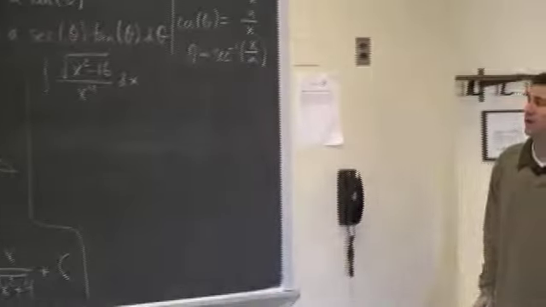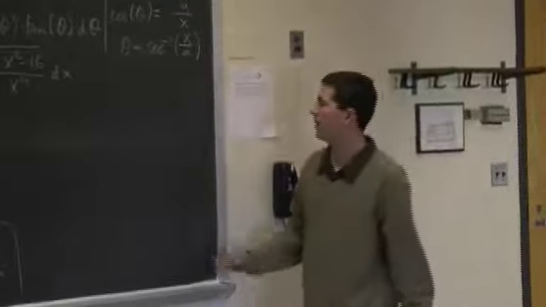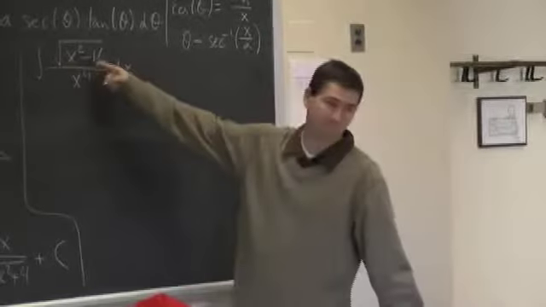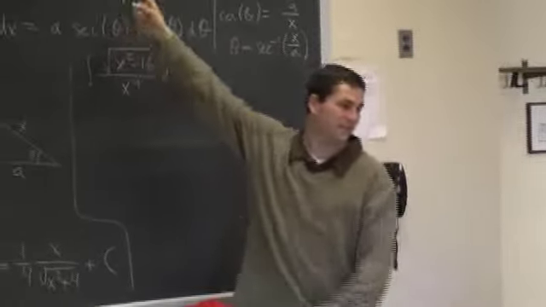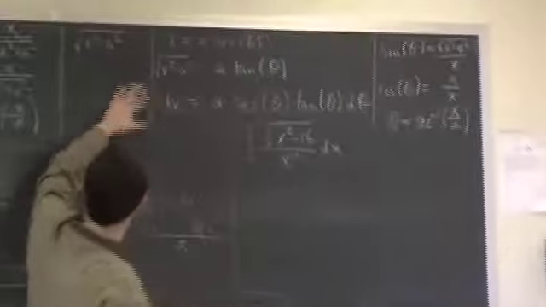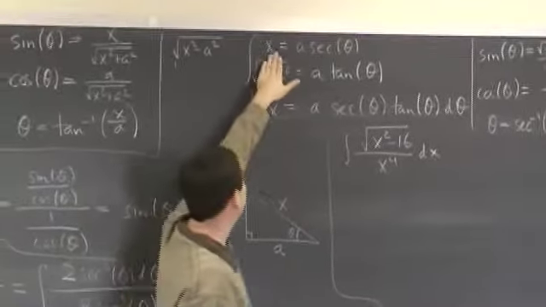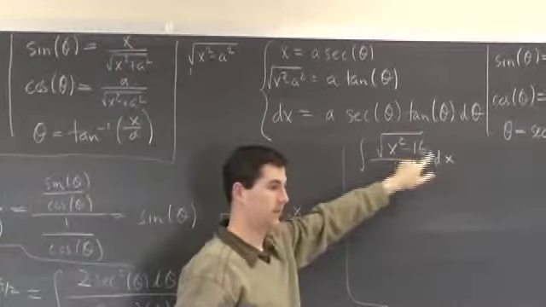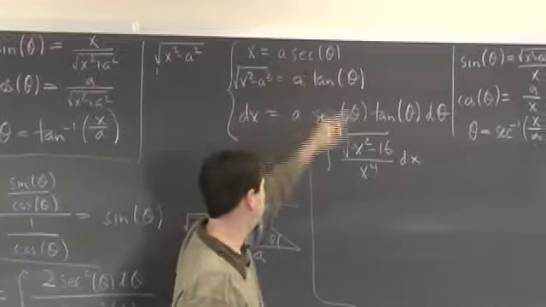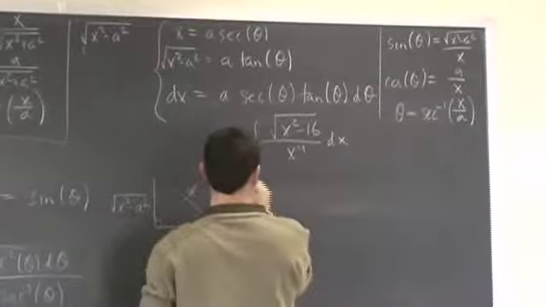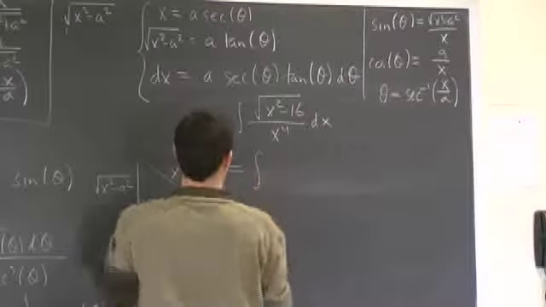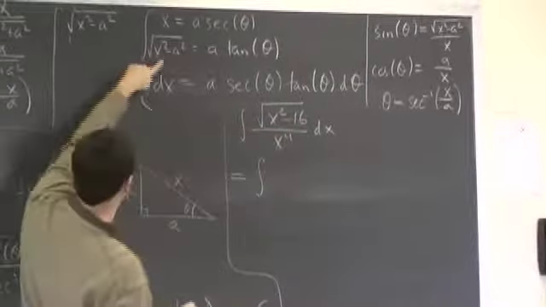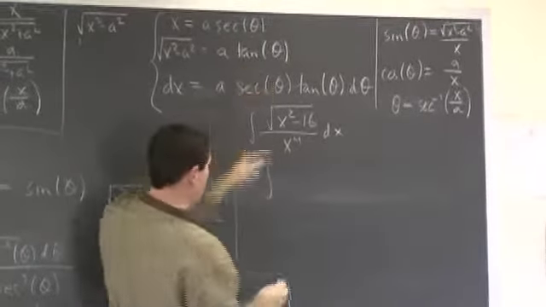All right, so what's my transformation? Well, it kind of fits under this part of the wall, so that's probably this one. Right? So the x is going to be replaced with, well, a here is 4, the square root of 16. So we're going to replace x with 4 secant of theta. So let's rewrite this. This top bit is really easy. That just becomes 4 tangent of theta.